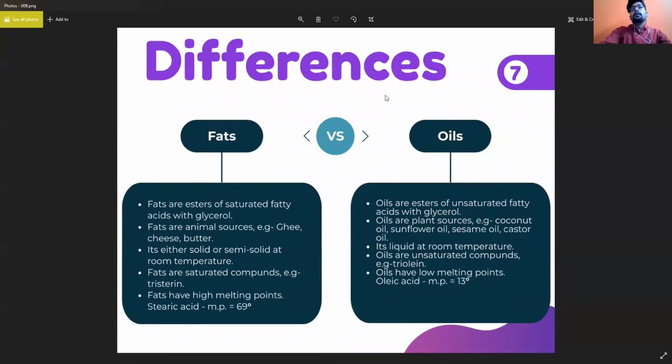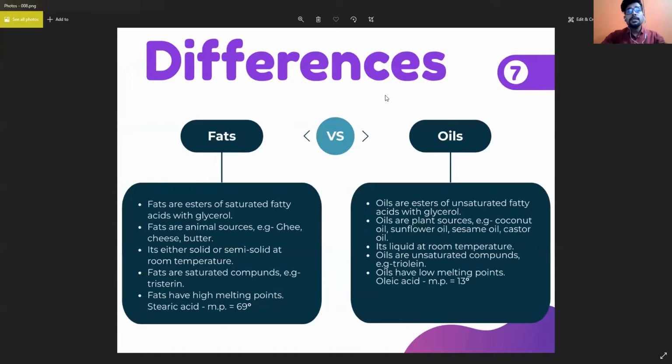This is one important point about fats versus oils. We'll discuss the differences between fats and oils. We already have the definition of fats. Fats are esters of saturated fatty acids with glycerol, whereas oils are esters of unsaturated fatty acids with glycerol. The only difference is that fats are saturated fatty acids and oils are unsaturated fatty acids.